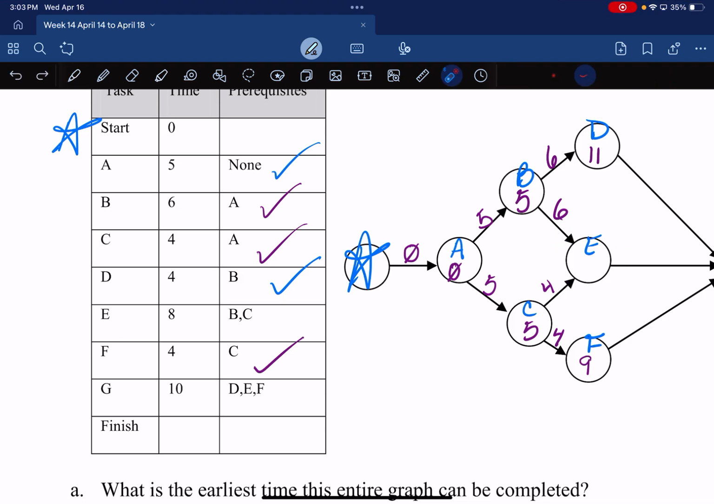So E's parents have to wait till B and C get off the stage. So when C gets off for 4 minutes, is E going to come on? No. E can't come on the stage yet because they're still waiting for B's 6 minutes to be up.